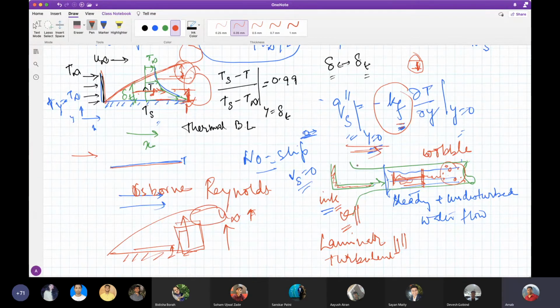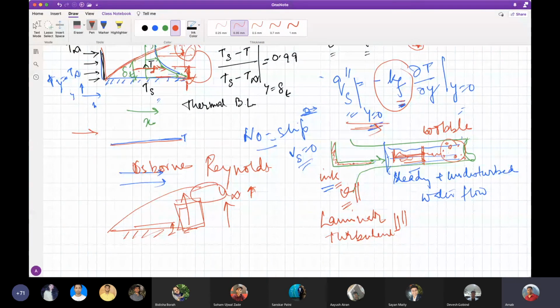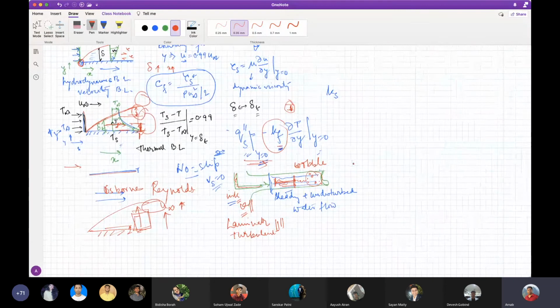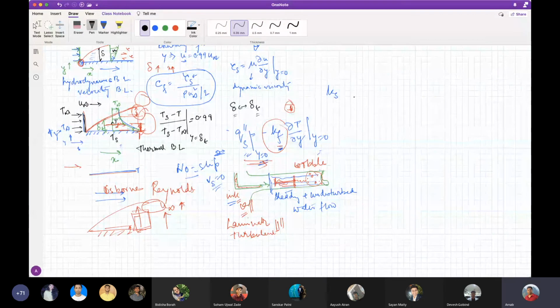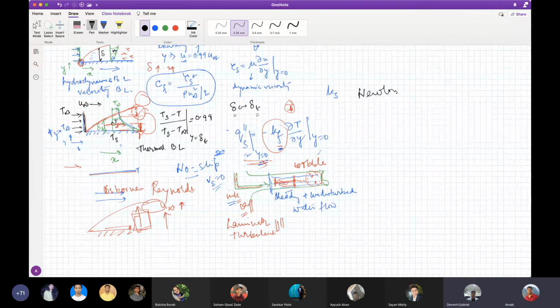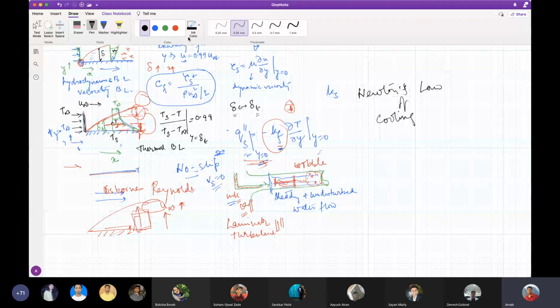So now coming back to this expression, this is the expression that we wrote for the local surface heat flux. And now we recall the expression called Newton's law of cooling, which you have possibly also heard in the other class. Did you hear this term, Newton's law of cooling? Yes, sir. Okay, law of cooling. And what is that?